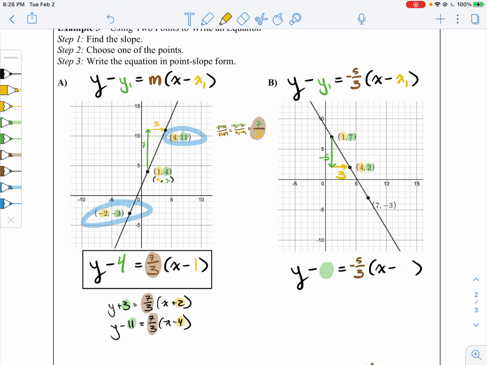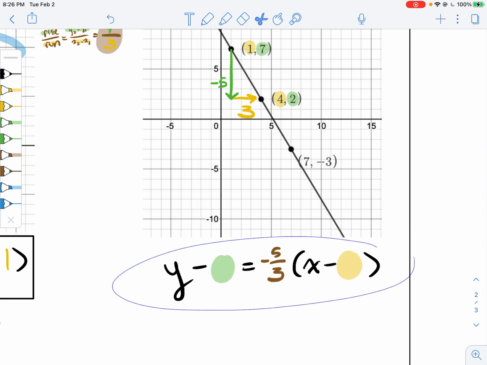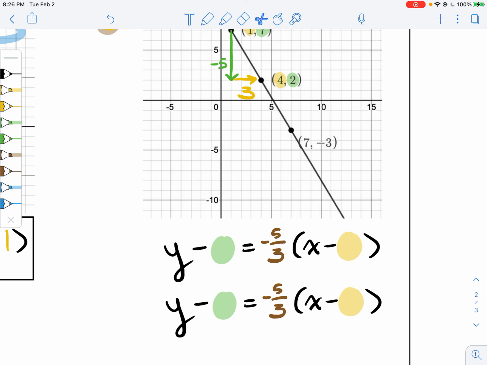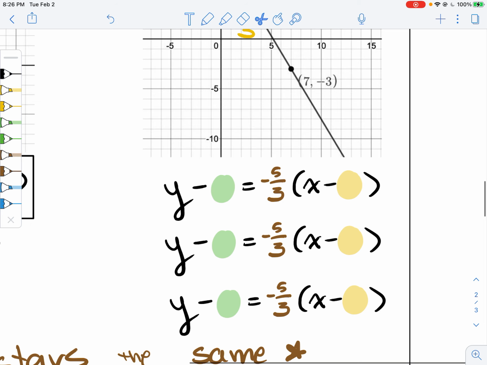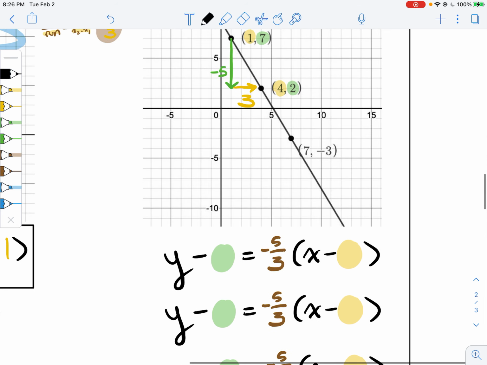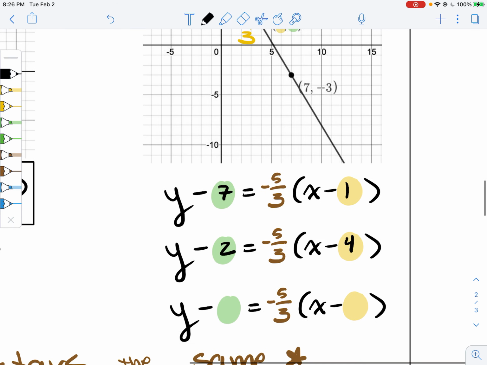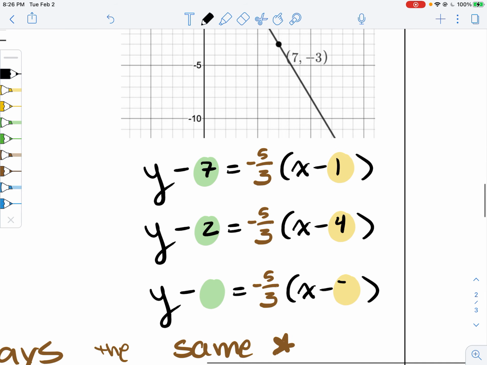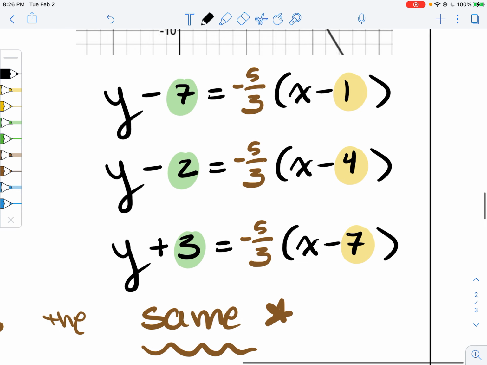You can either have chosen our first point, and our first point would have given you, sorry, I thought I was buying myself enough time. We plug in 1 and 7, so (1, 7), or we plug in 4 and 2, (4, 2), or we plug in 7 and -3, (7, -3). Did you see that? I made the negative a positive. Okay, so any one of these answers is totally fine.